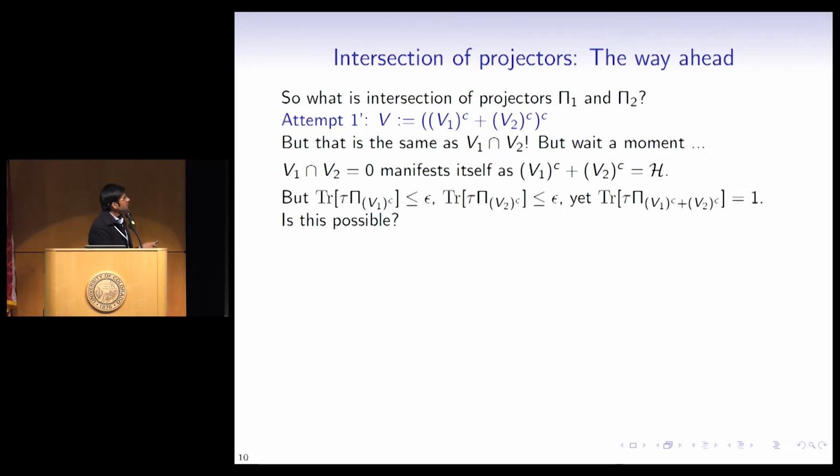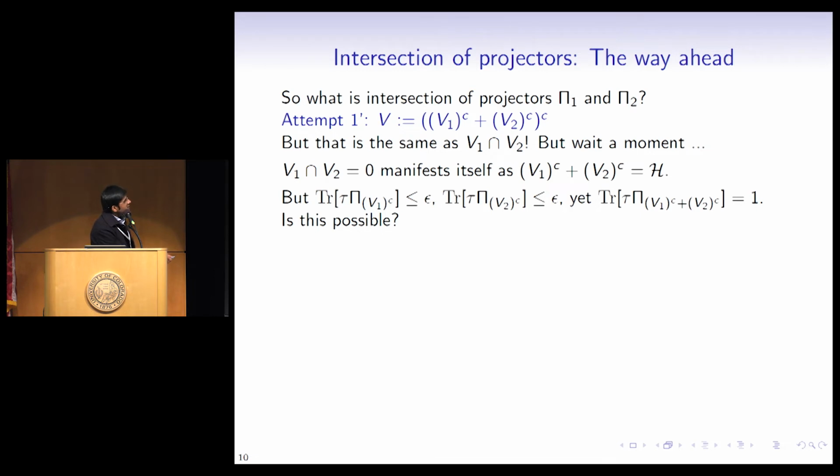What is the anomaly here? Okay. So I project onto the V1 complement the right state τ with the correct probability, that is, the error probability in this case is upper bounded by epsilon. Similarly for V2. This is from the definition of the hypothesis testing mutual information, that trace of τ times Π on V is bigger than or equal to 1 minus epsilon. Therefore, trace of τ times Π on V complement is less than or equal to epsilon.